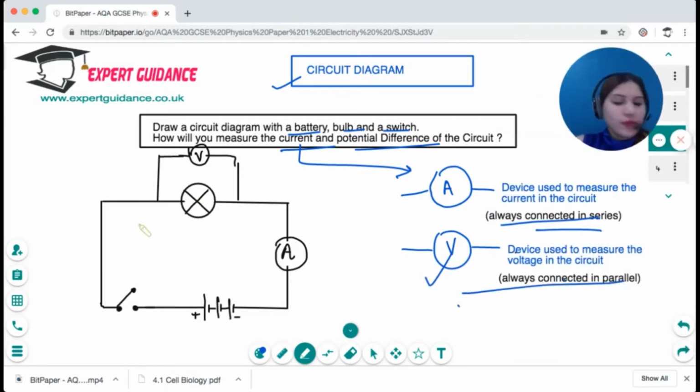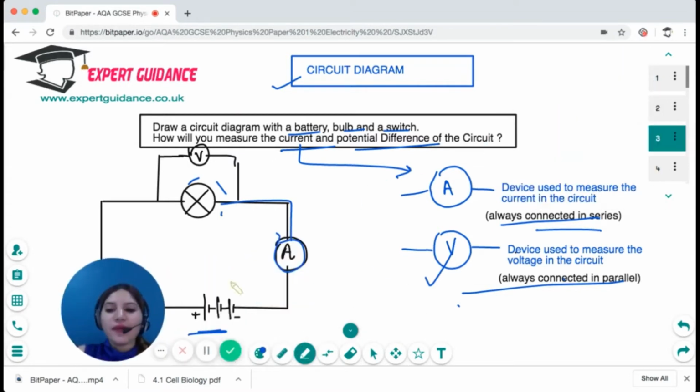So what we will do is, this is the switch, then this is the battery, then this is a bulb. The voltmeter is connected in parallel and ammeter is connected next to it in series. Okay, so I hope this diagram is crystal clear to you. And always remember, ammeter in series and voltmeter in parallel. That is very, very important.